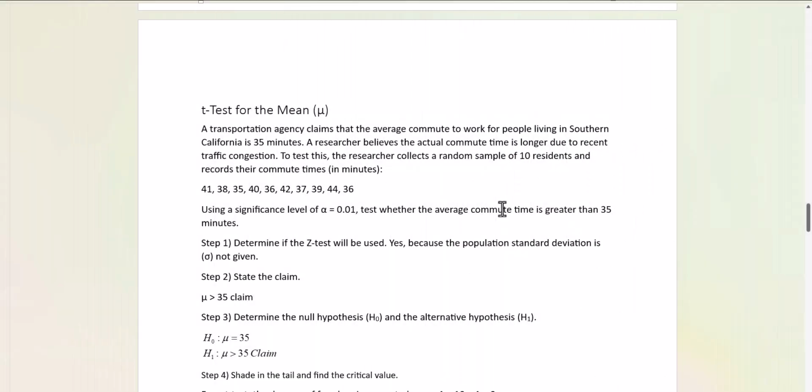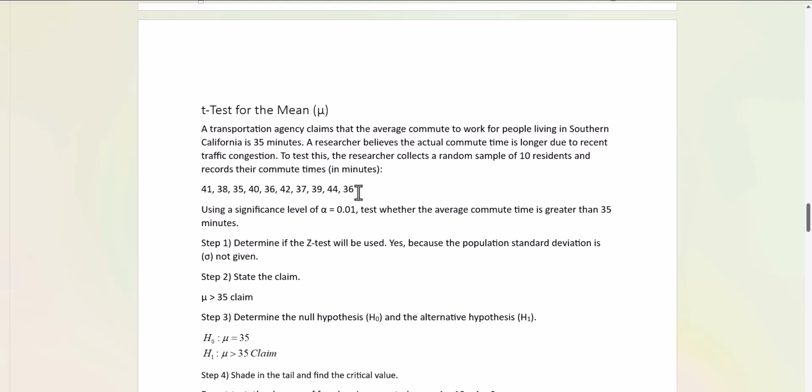Now we have our third example, which is for the t-test of the mean, mu. We have a problem. It says a transportation agency claims that the average commute to work for people living in Southern California is 35 minutes. A researcher believes that the actual commute time is longer due to recent traffic congestion. To test this, the researcher collects a random sample of 10 residents and records their commute times in minutes.